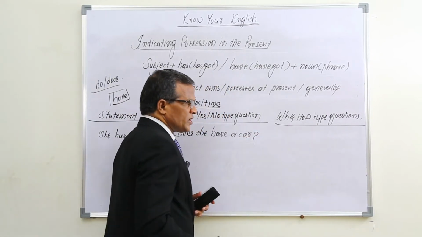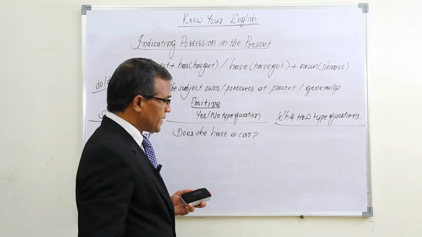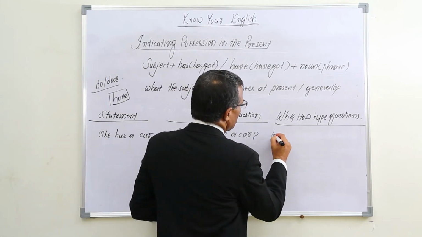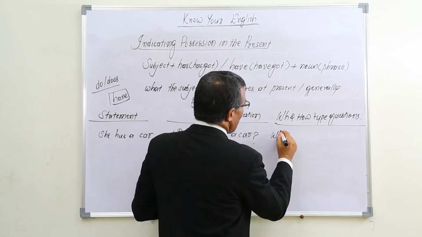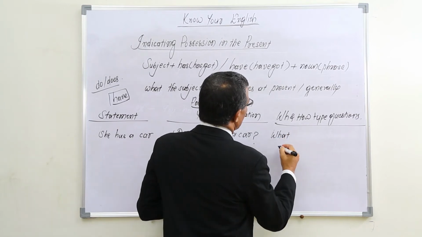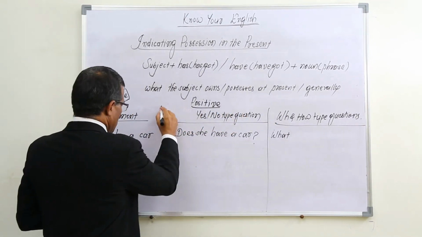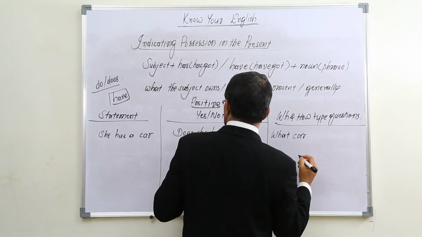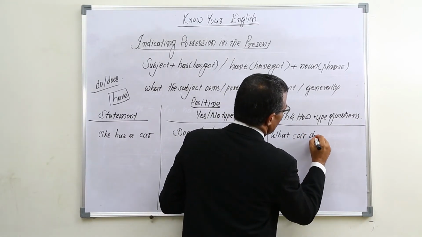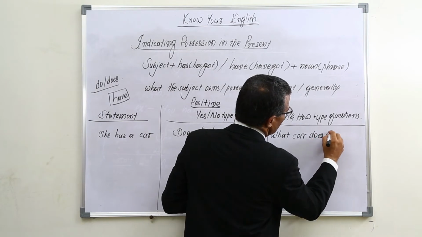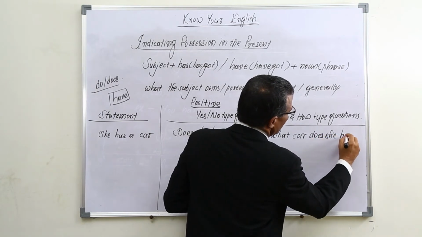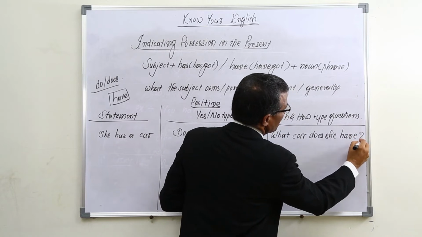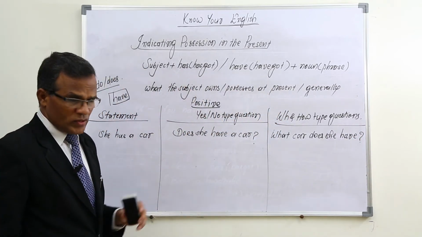For example, for WH and how type of questions, if we take what type of car, otherwise what car, what car does she have? What car does she have? Like that we can frame WH questions also.